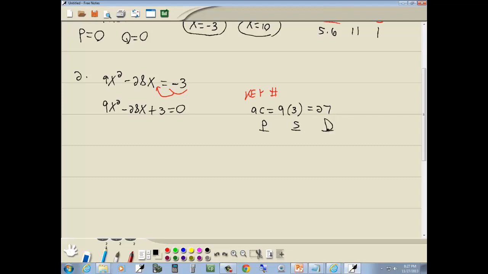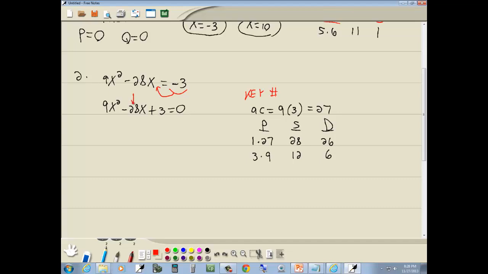We're going to create our 3 columns, P, S, and D again. We're going to do something a little bit different with them, though. P, we're going to list all products that give us 27. We got 1 times 27, 3 times 9. I think that's it. Now the S column, we want to add these together. 1 plus 27 is 28. 3 plus 9 is 12. In the difference column, we want to subtract them. 27 minus 1 is 26. 9 minus 3 is 6.